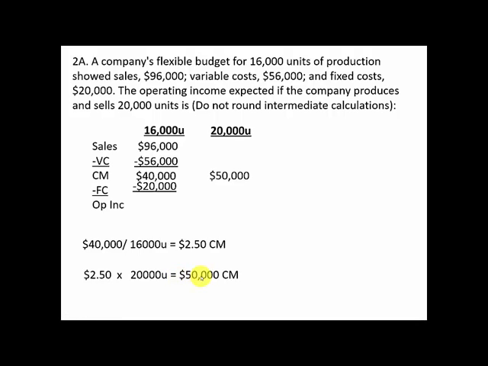And our fixed cost, because they are fixed costs, stay the same at 20,000. And now our operating income, our operating income was 40 minus 20 or 20. Now it's going to be 50 minus 20 or 30. And that's the answer we're looking for.